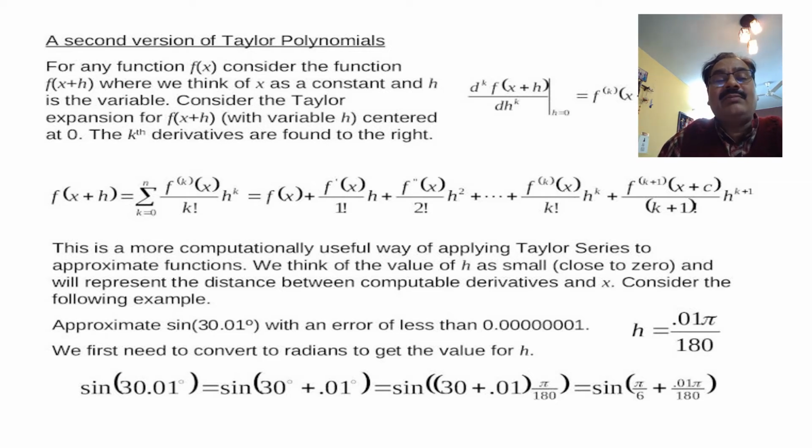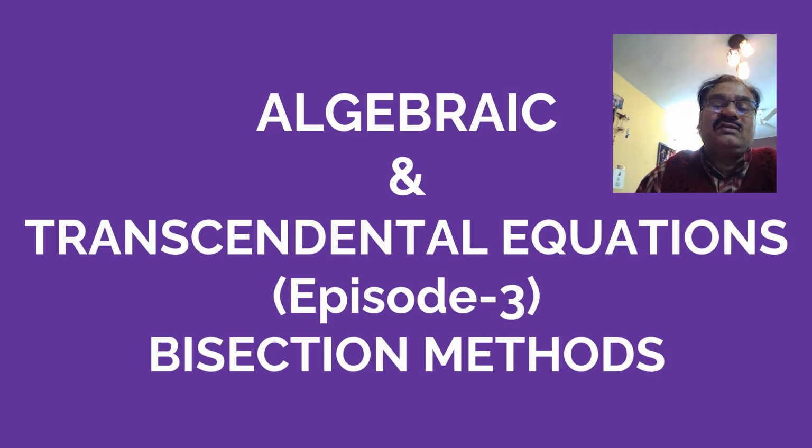If it is asked any time in numerical analysis to approximate the error, especially in sine and cosine, if it is expressed in degrees, then don't forget to convert into radians. How to convert it is already written here, like sine 30.01 degree. You may write it as sine 30 degree plus 0.01 degree, and then sine 30 plus 0.01 multiplied by pi by 180. Pi by 180 means sine pi by 6 plus 0.01 pi by 180. In this way you can do all the desired calculations.